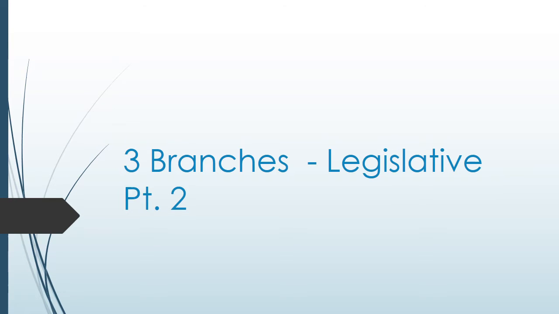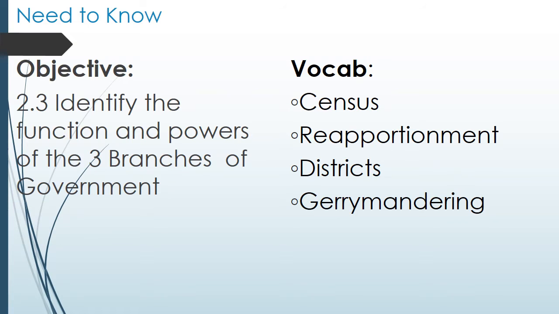Hey guys, tonight we're going to talk about the second part of the legislative branch, and it's really simple. It has to do with voting, so it's going to come into play a little bit more in one of our later units. So again, 2.3, identify the function and powers of the three branches of government, more specifically the legislative branch again tonight. The census, reapportionment, districts, and gerrymandering are going to be your vocab.